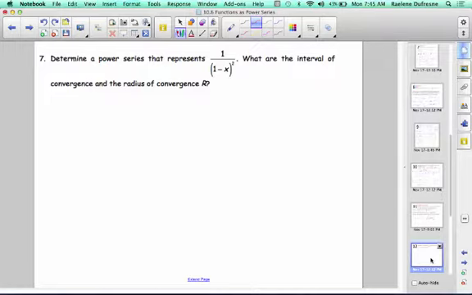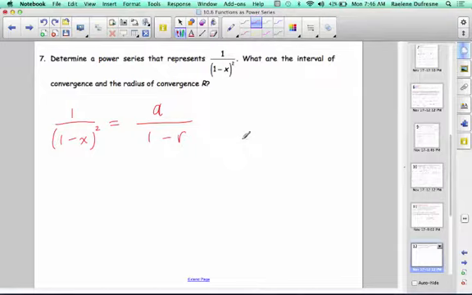Determine a power series that represents 1 over 1 minus x all squared, and then determine the interval of convergence and the radius of convergence. Well, this function, 1 over 1 minus x all squared, at least right now, is not so easy to express in the form of a over 1 minus r. And so we are not prepared to see this as an algebraic combination or composition of a basic power series with some other inner function.